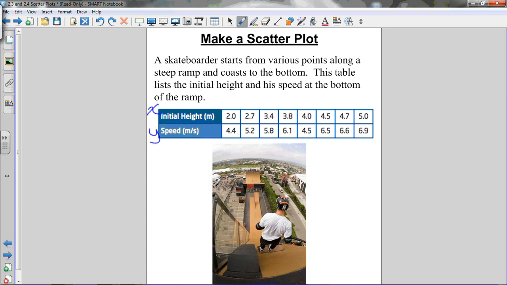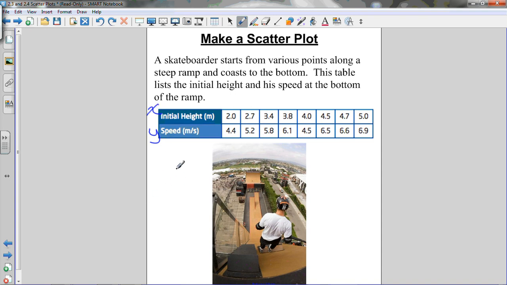We could verify that. Does the height he starts from depend on his speed at the bottom? Or does his speed at the bottom depend on the height he starts at? And that's the one that definitely makes more sense. His speed depends on how high he started, because the higher up he starts, the faster he's going to go. Because the higher you go on a ramp, the more speed you're going to gain. So speed depends on height. So speed is dependent, that's why we use y. Height is independent, that's why I wrote the x there.